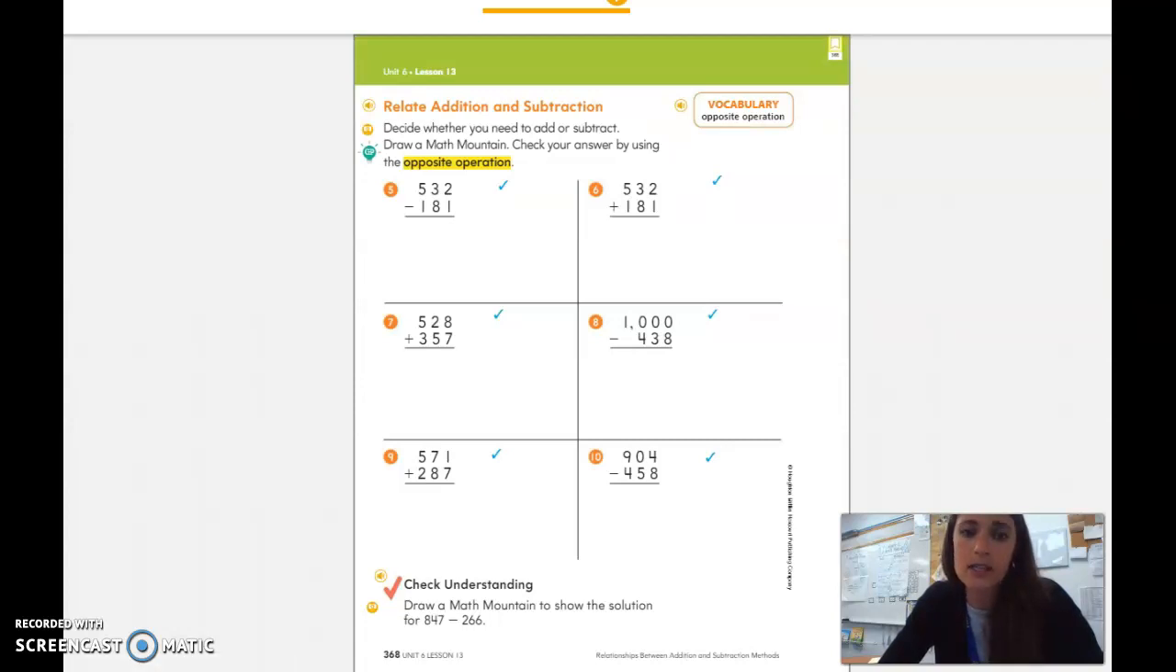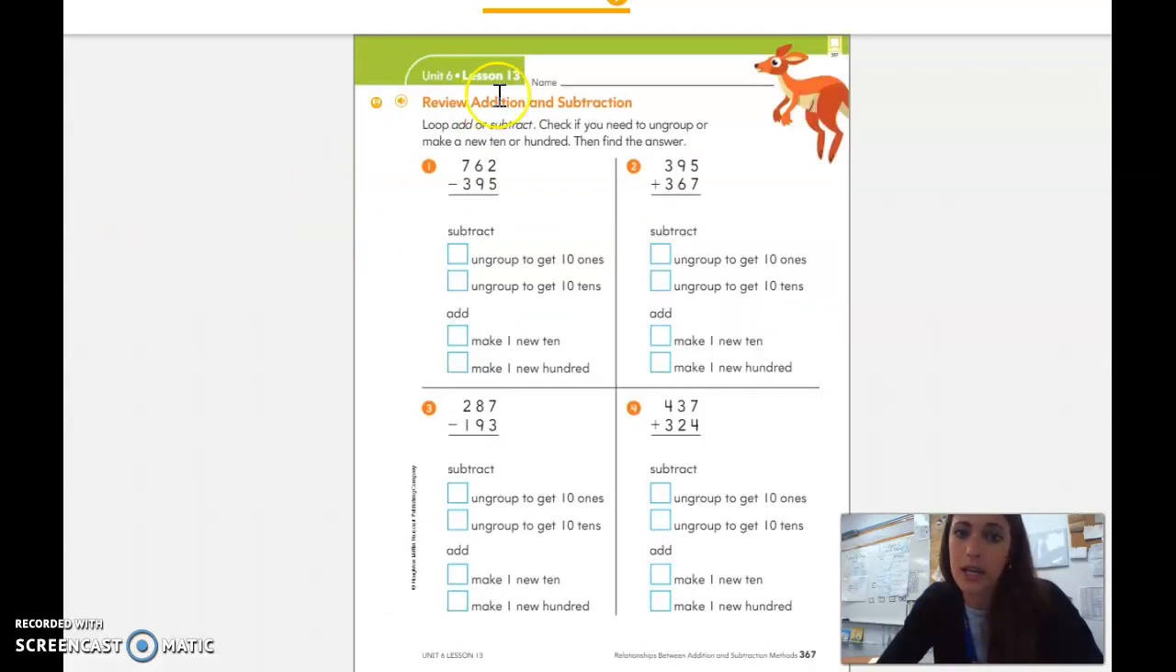And then 368. I want you to draw a Math Mountain, like the directions say to do, and check your answer by using that Math Mountain. Okay, and it says loop, add, or subtract. Okay, that means to circle. So circle, subtract, or circle, add.